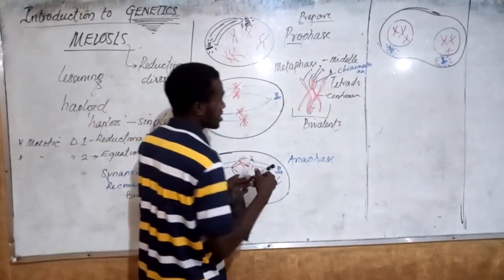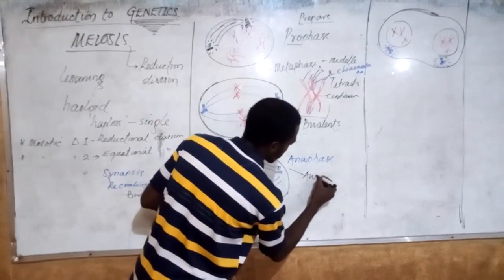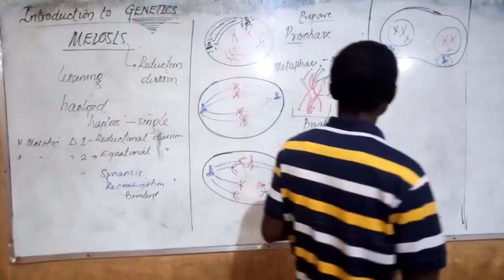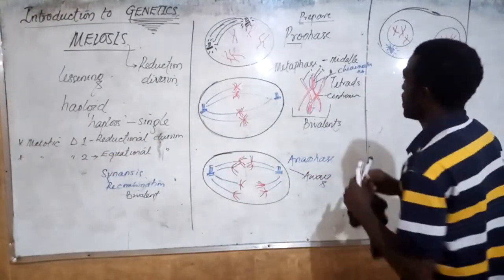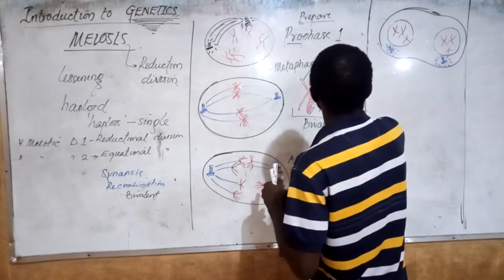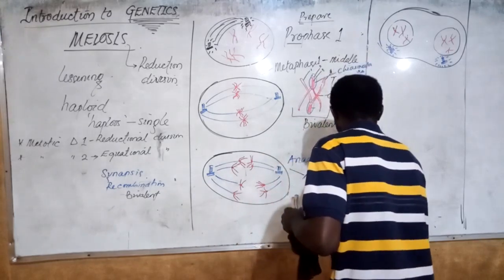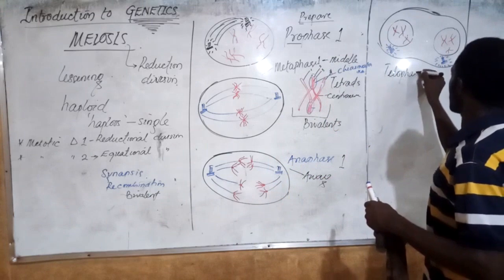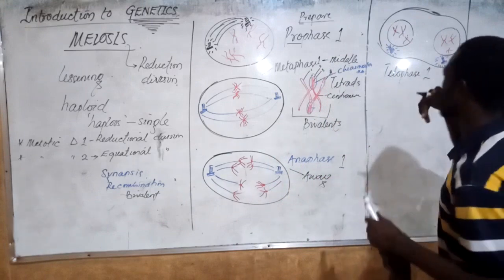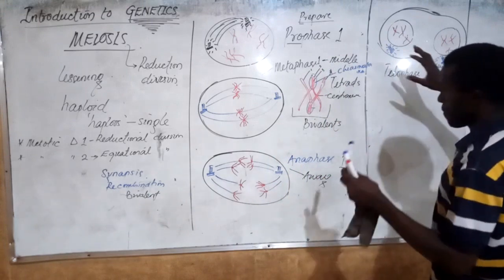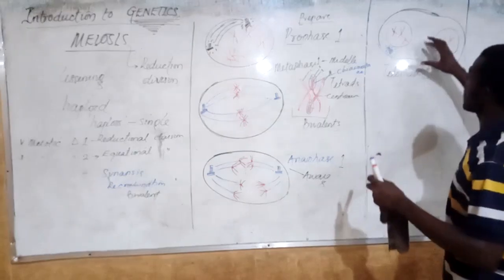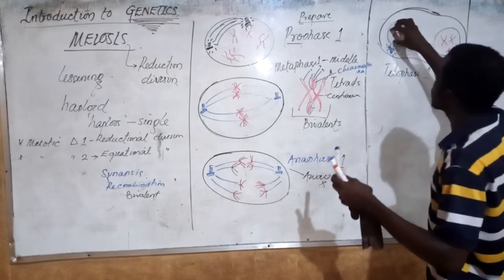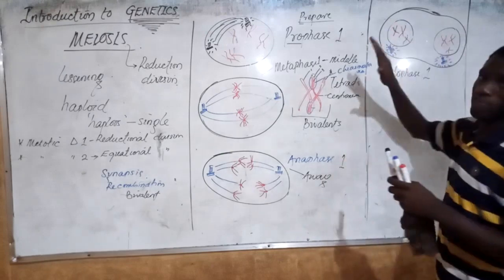Think of anaphase as away, like they move away from each other. This is prophase 1, this is metaphase 1, this is anaphase 1. The next thing that happens is what we call telophase 1. At telophase 1, those non-sister chromosomes have already moved to the opposite ends of the poles.